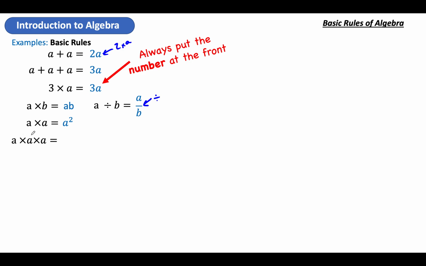What about this one with A times A times A? There's 3 of them, so it's going to be A cubed. Yeah, A with a little 3. Now we could say this is A cubed, or you could say A to the power of 3. And again, if there were 4 A's times together, that would be A to the power of 4, with a little 4 up there, okay?